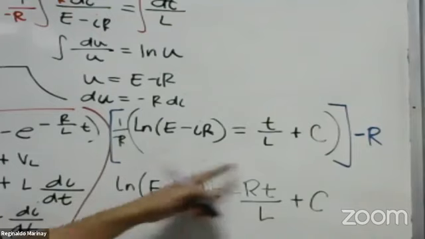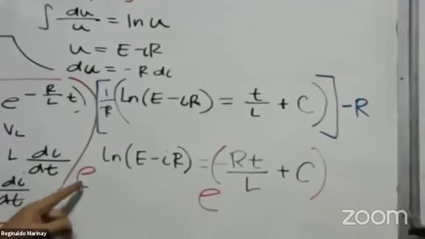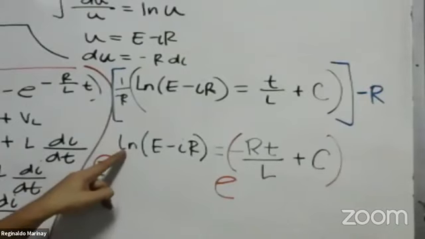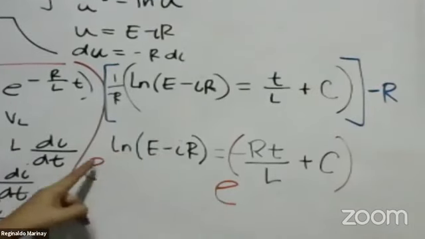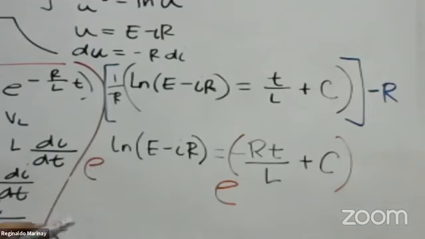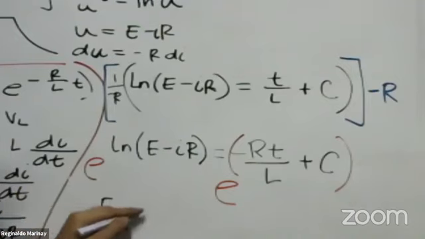What are we going to do here? Take the exponentials of both sides. So you'll be having here an equation of e raised to ln of E minus IR. If you have this equation, it will just become E minus IR.